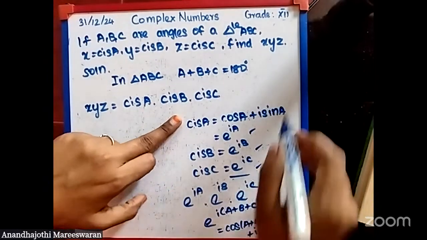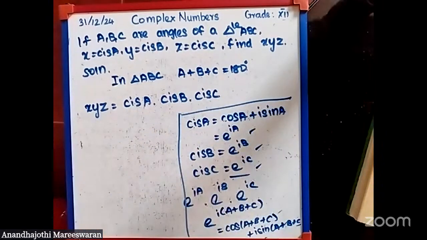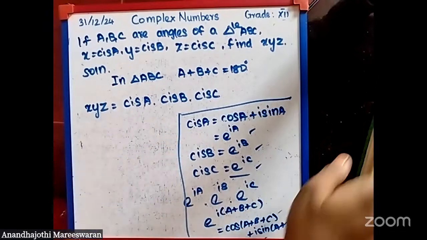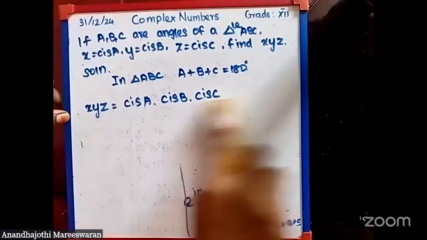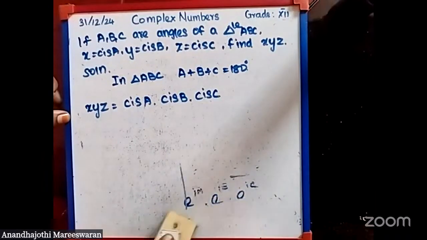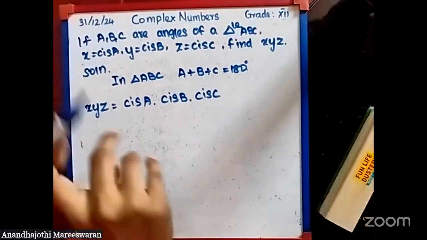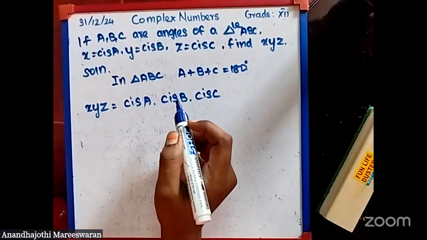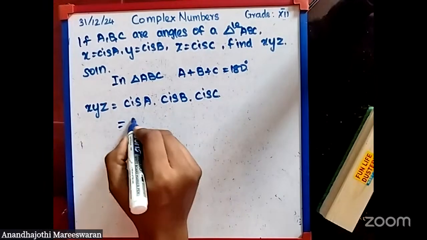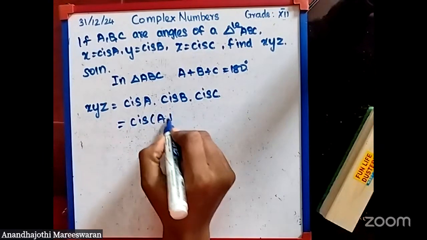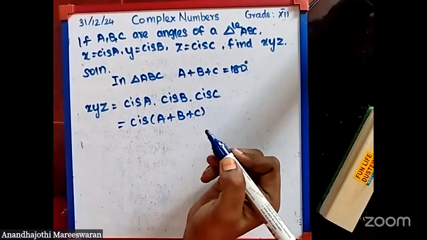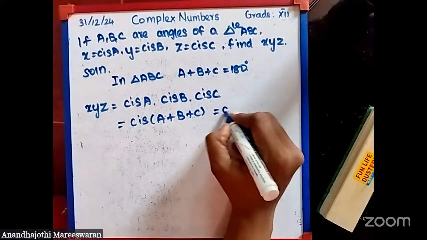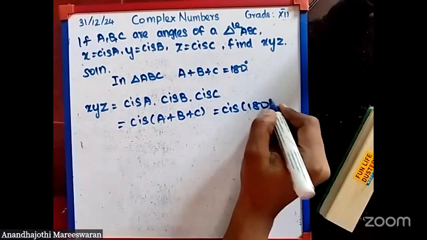I solved these things to make you guys understand; these steps are for our understanding. Right? So if xyz is a multiplication, we can rewrite it as cis of (A plus B plus C). Right? What is the value of A plus B plus C? It's 180 degrees. It is equal to cis 180.